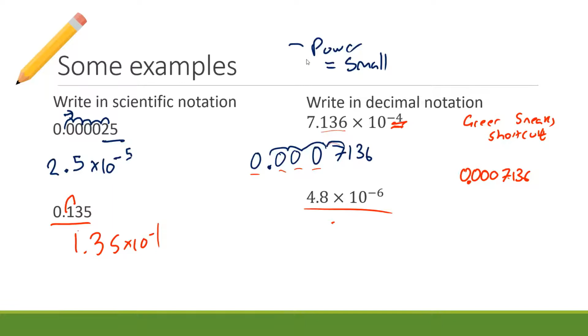What about this next one, guys? Can you give me this next one here? 4.8 times 10 to the power -6 as a decimal number.